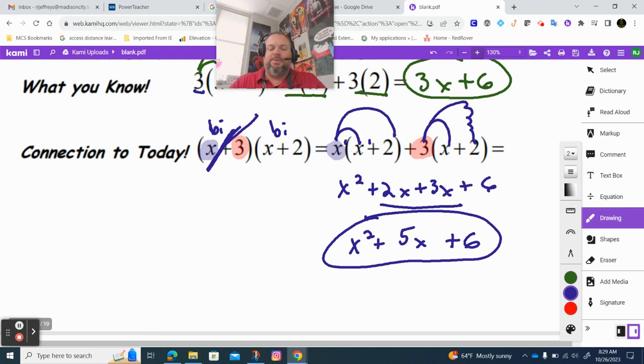All right. So this is basically what we're doing today. It's called double distributive. Now, I'm going to show you a different method with the same problem. Okay. Some people like it, some people don't.